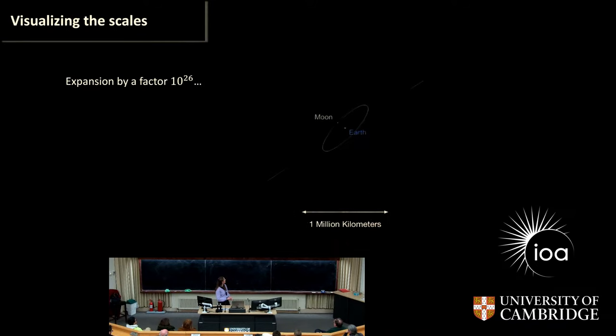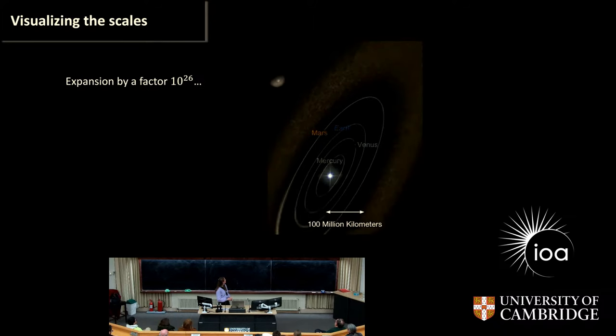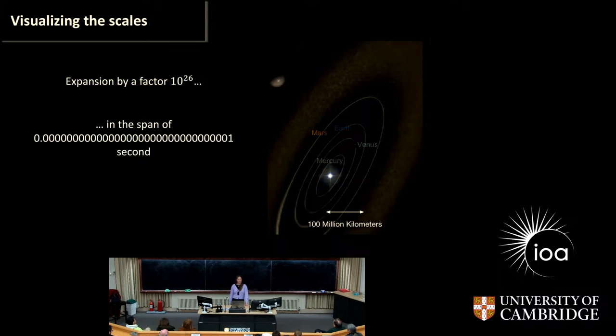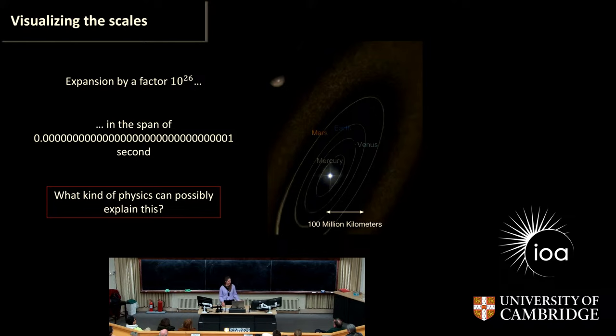The Moon is passing us by, some asteroids, and the inner solar system planets. So that's time 10 to the 26th expansion. We've gone from the size of a proton to the entire inner solar system in the span of a tiny fraction of a second. Doesn't that sound a little bit insane? So the obvious question now is, what kind of physical phenomenon can possibly explain this? And even though it does sound quite insane, there are plausible candidates.